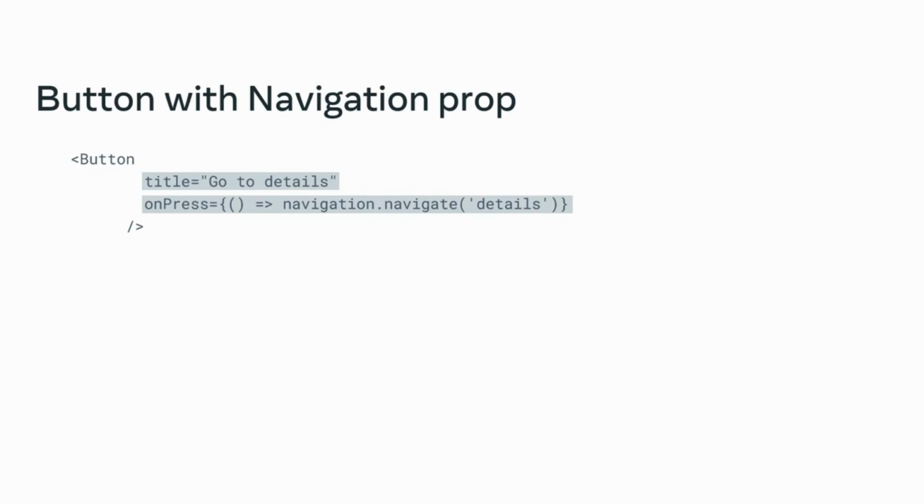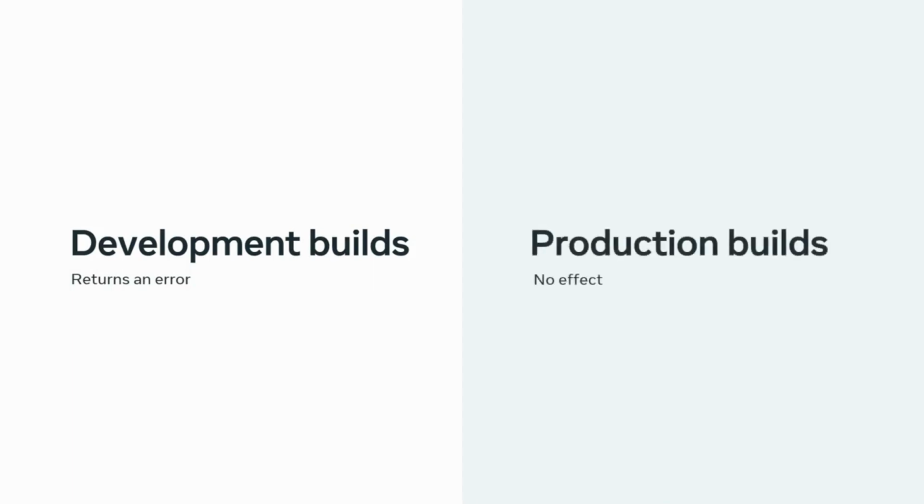The navigate function is called when the user presses the button, and they are sent to the details route. In this example, the destination route has a name that has already been defined in the Stack.Navigator. But what happens if you call the navigate function with a route name that you have not defined? Well, it will print an error in the development builds and nothing will happen in the production builds. This will not crash the app or cause failures, but instead it will error out in your development mode.